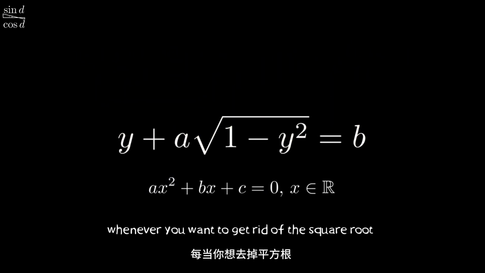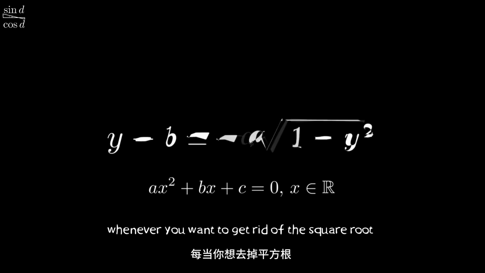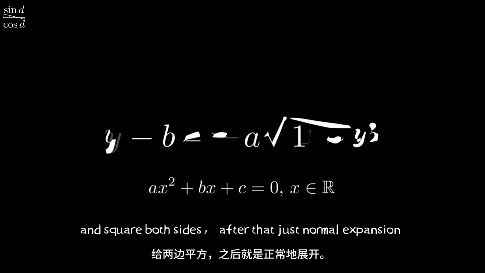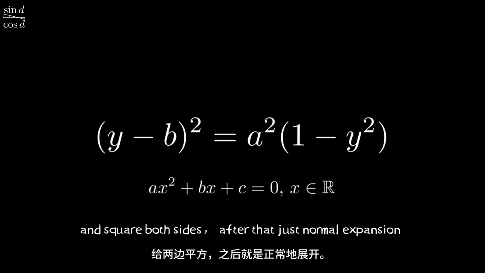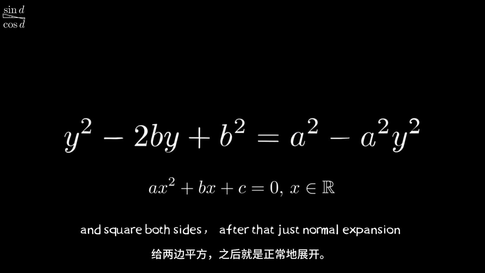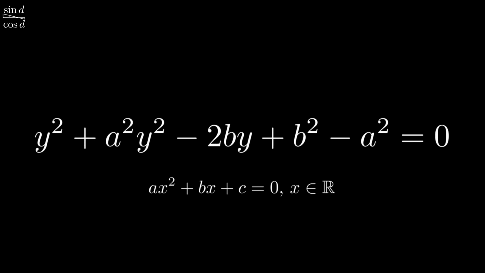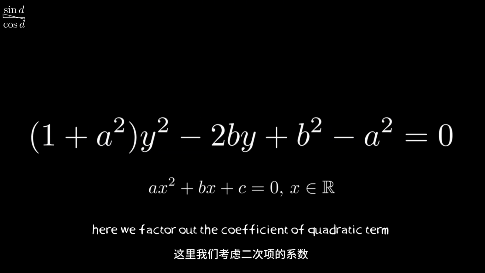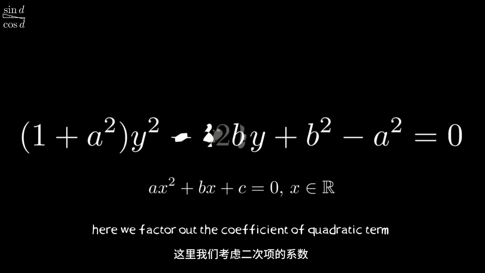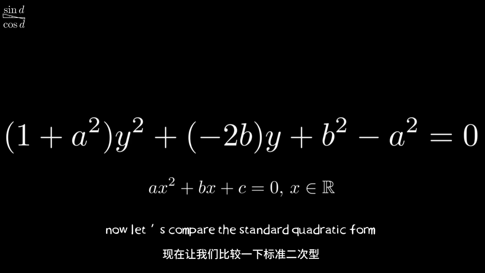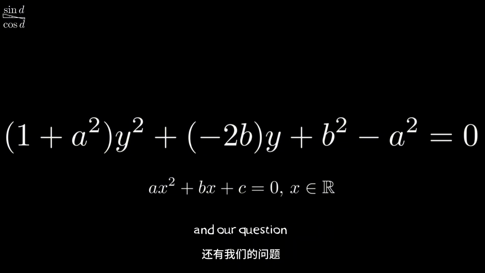There is a little trick whenever you want to get rid of the square root. You put the square root term by itself on one side of the equal sign and square both sides. After that, it's just normal expansion. Here we factor out the coefficient of the quadratic term and the linear term. We are done. Now let's compare the standard quadratic form and our question.